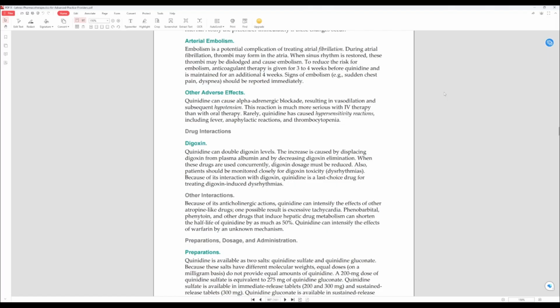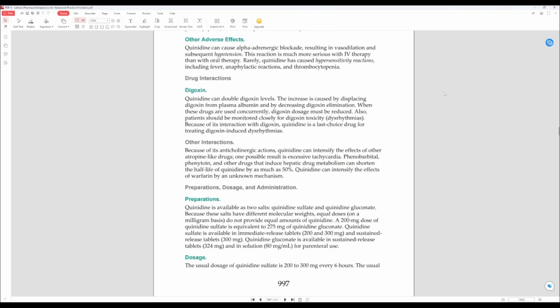It does, however, have drug interactions, especially with digoxin. Quinidine can double digoxin levels. The increase is caused by displacing digoxin from plasma albumin and by decreasing digoxin elimination. When these drugs are used concurrently, digoxin dosages must be reduced. Also, patients should be monitored closely for digoxin toxicity. Because of its interaction with digoxin, quinidine is the last choice drug for treating digoxin-induced dysrhythmias.